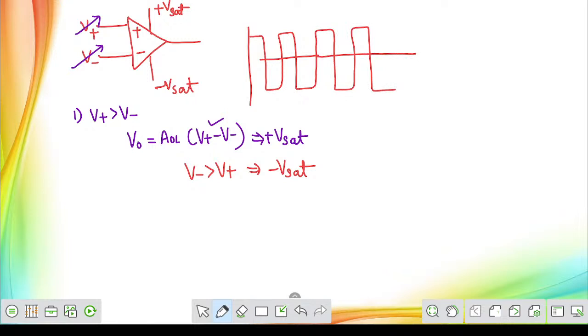That is how we generate a square waveform with the help of an operational amplifier. It will be maintained at plus Vsat as long as V plus is greater than V minus. Then it will shift to minus Vsat when V minus becomes greater than V plus. So constantly it floats between plus or minus Vsat based on the comparison of the voltages across the inverting and non-inverting terminals. Understand? This is one of the most important things.